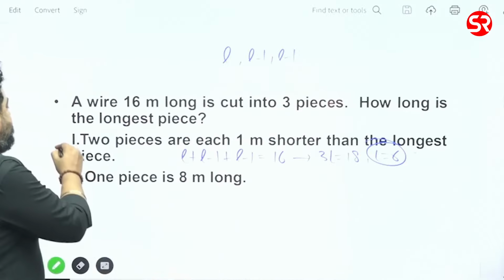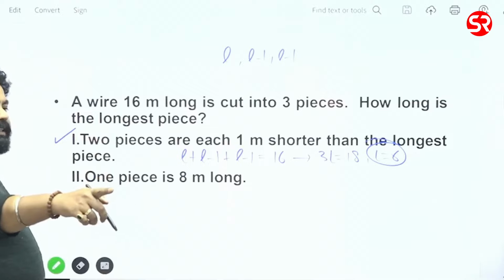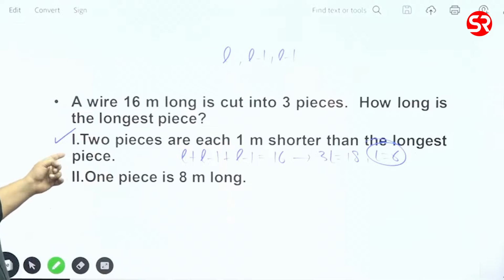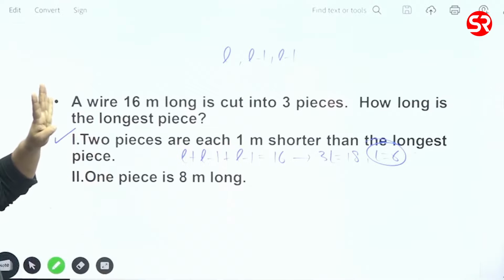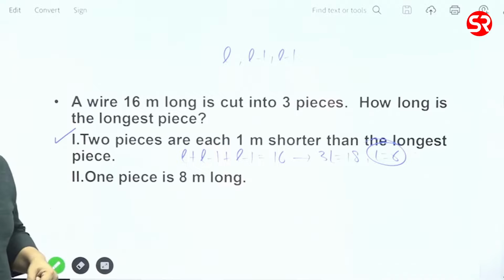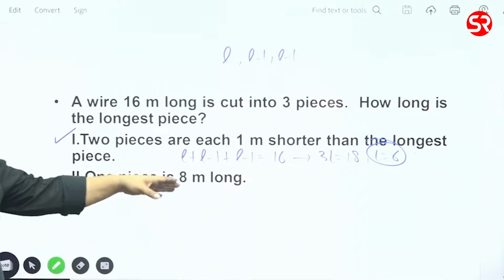So, first is giving you the answer. As soon as I got first as an answer for one statement, answer cannot be 3, answer cannot be 4. Because answer 3 or 4 ka baat hai, jab first statement is not giving you the answer, second is not giving you the answer. Then, the one piece is 8 meter long.